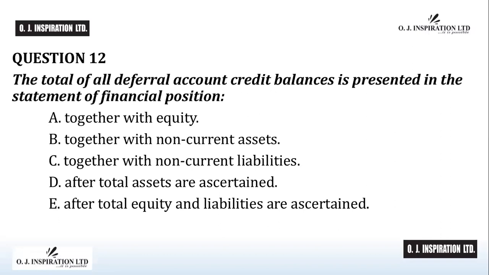Question number 12. The answer to question number 12 is E. After total equity and liabilities are ascertained. In the statement of financial position, the total of all regulatory deferral account credit balances is presented after total liabilities and equity are ascertained. The total of equity and liabilities is then added to the total of regulatory deferral account credit balances to arrive at total equity, liabilities, and regulatory deferral account credit balances. E is the answer to question number 12.